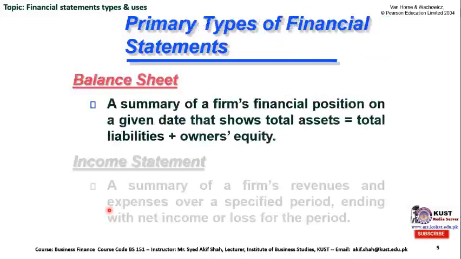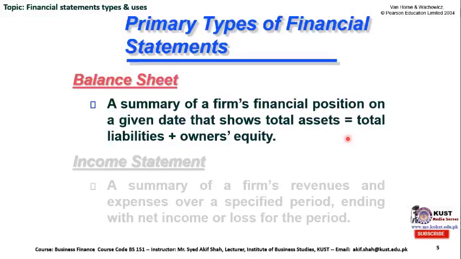As previously discussed, there are 4 basic types of financial statements. Out of those 4 statements, this lecture will address the first 2, which are the balance sheet and the income statement. So what is a balance sheet? A balance sheet is a summary of financial position at a given date that shows total assets are equal to the total liabilities and owner equity.